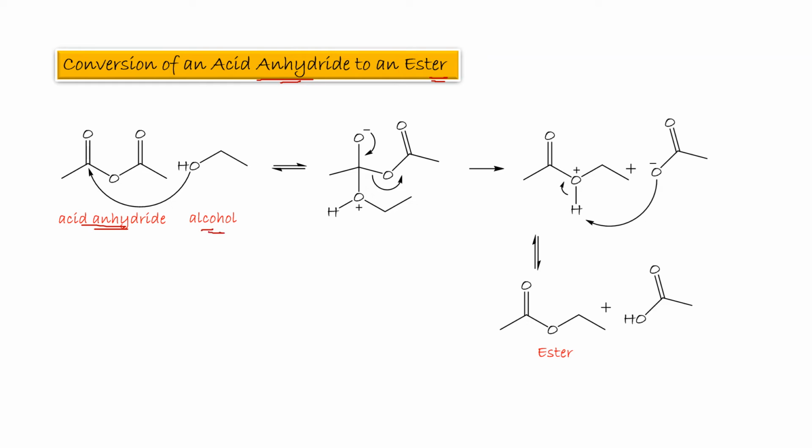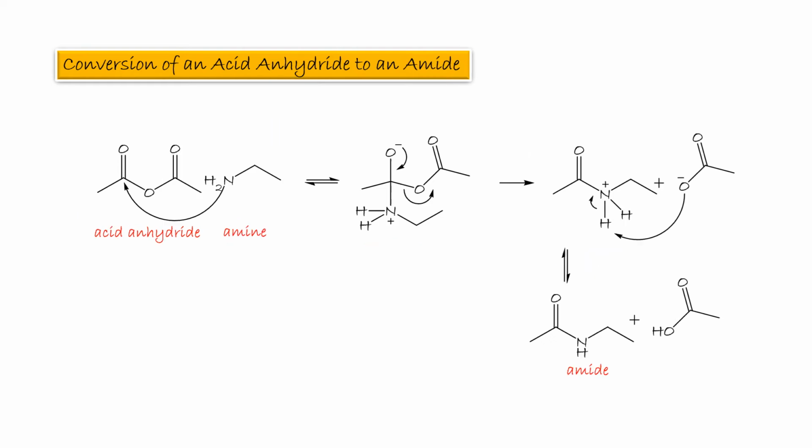Alcohol, first step, nucleophilic addition, forming tetrahedral intermediate, elimination reaction, followed by deprotonation, furnishes the ester. Conversion of acid anhydride to amide. Which one is more reactive? Acid anhydride is more reactive than the amide. So the reaction will take place.